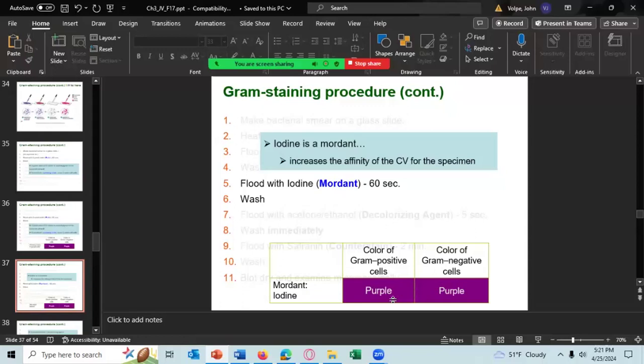If you were to look carefully, you would notice the cells will be staining a little more intensely. And that's just because the crystal violet iodine complex is a little larger molecule than the crystal violet itself.